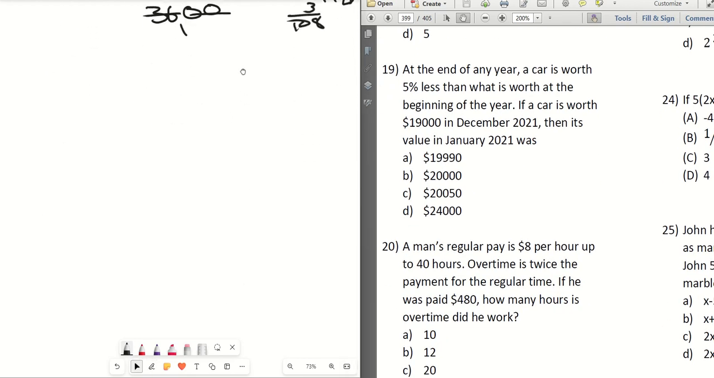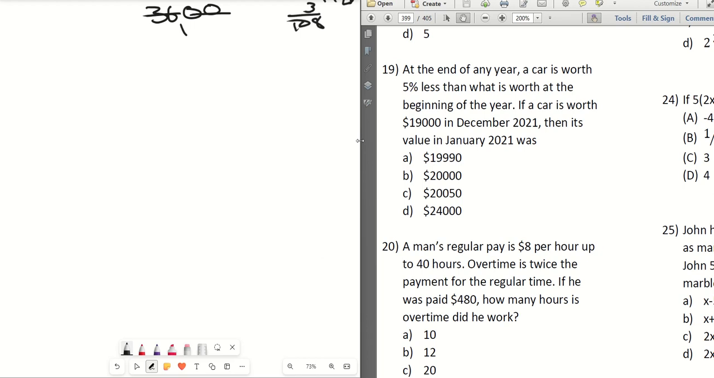19. At the end of any year, a car is worth 5% less than what it is worth at the beginning of the year. If a car is worth 19,000 in December 2021, then what is the value in January 2021? So again, they said at the end of any year, the car is worth 5% less. So basically, we want something more than that, right? Which is all of them.